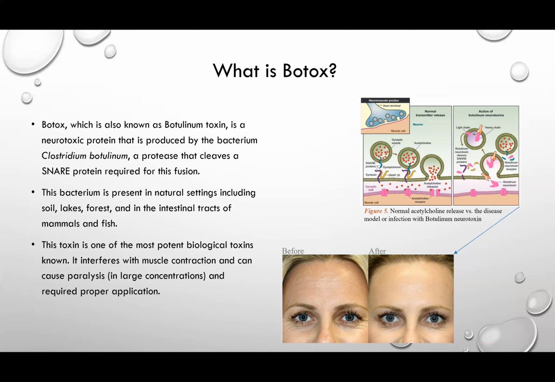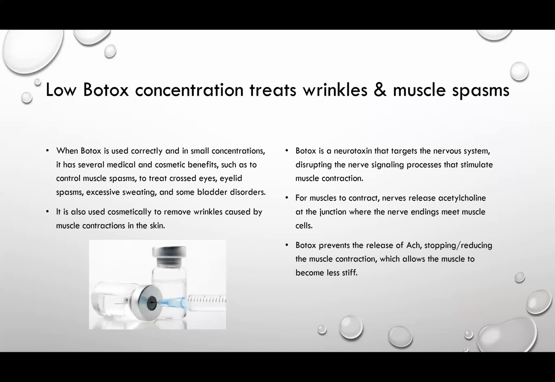So figure 5 is just an image of a normal ACh release versus the disease model or infection with the neurotoxin, with Botox, basically. So the image right underneath it, which the arrow is pointing to, just shows the before and after of the application of Botox in the forehead.